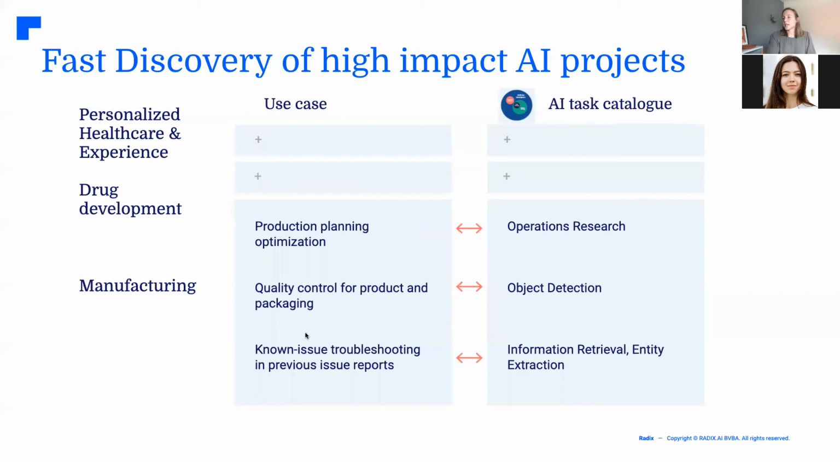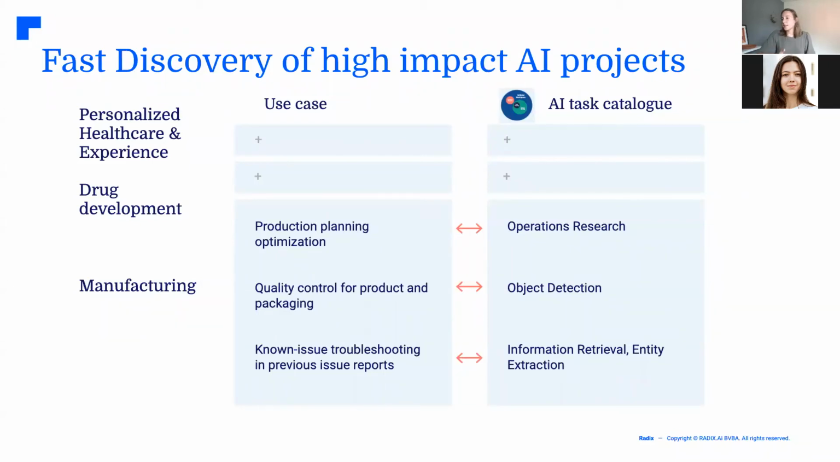The next use case that we could look at is quality control for products and packaging. So for example, if we want to check that the number of pills in a bottle or in a blister pack is correct, or whether the product is correctly sealed, we could use a technique called object detection.